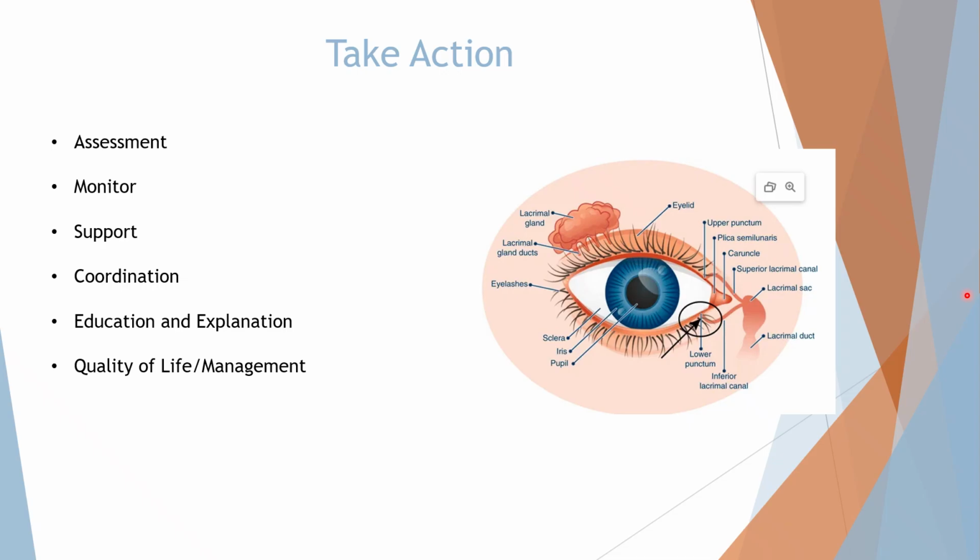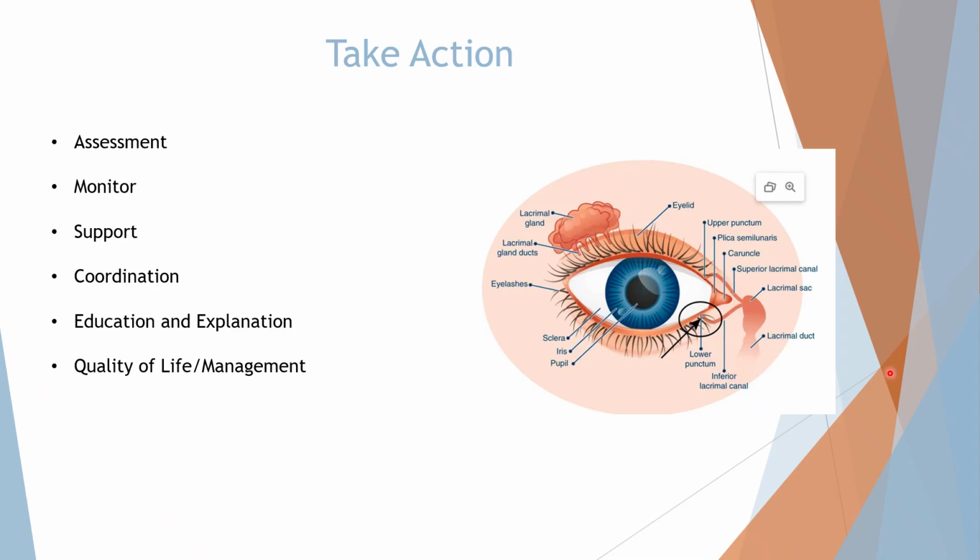For the eye drops, I do want to go over the steps because you need to know how to give them properly and educate the patient properly. So always wash your hands before and after. Have the patient tilt the head back, pull down the lower eyelid, and instill the drop without touching the dropper to the eye. Why? Because that's infection control. Insert it in the corner of the eye, which is the lacrimal canal.